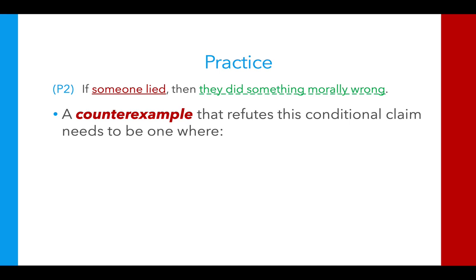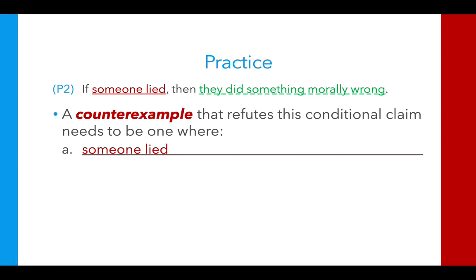But say we don't want to provide support for it, right? Say somebody else is giving us this argument and we're like, oh, I'm not so sure. I think that this premise is false. So a counterexample that refutes this claim needs to make the antecedent true. Someone has to lie. It means the consequent false. They did not do something morally wrong.